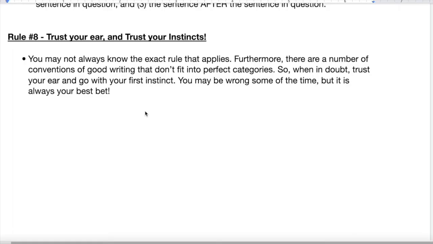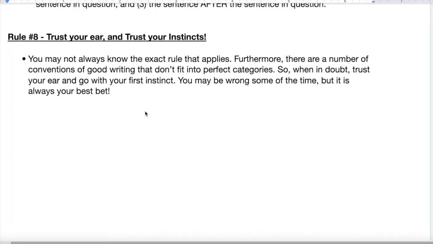Your gut knows things your brain doesn't know. It's very interesting. Sometimes you can convince yourself that the wrong answer choice is right if you read it enough, but sometimes you're just good. Go with your practice listening to your instincts. Listen to your gut.